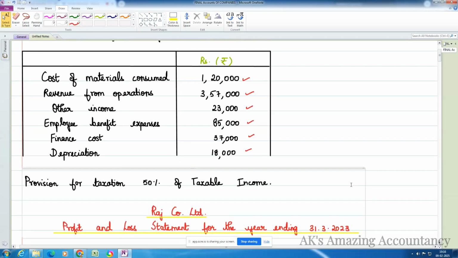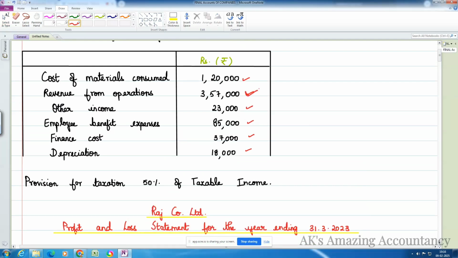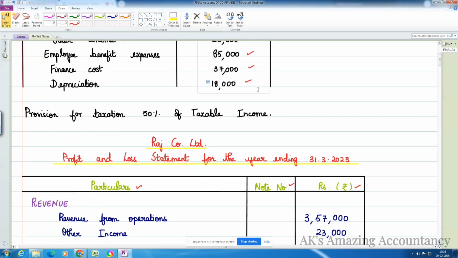You are already given in the problem revenue from operations. So this item only we are going to take first. Under the heading revenue, first we are entering revenue from operations 3,57,000. And one important thing I have to tell here: if you want to do the answer correctly in the chapter Final Accounts of Companies, first of all, you should be thorough with the format of the statement of profit and loss as well as the format of the balance sheet, because we have to work out the answer strictly according to the format only.